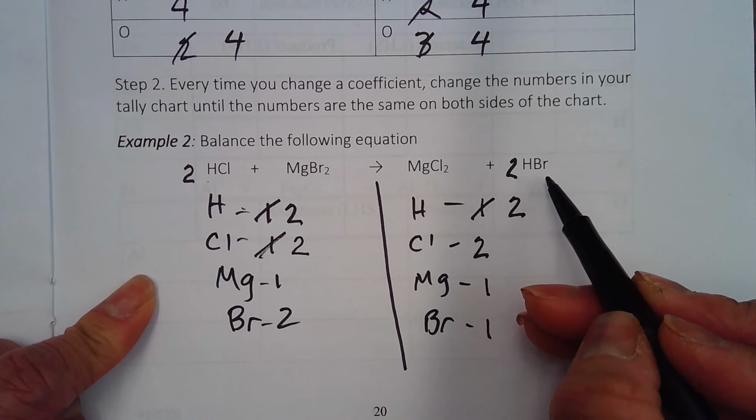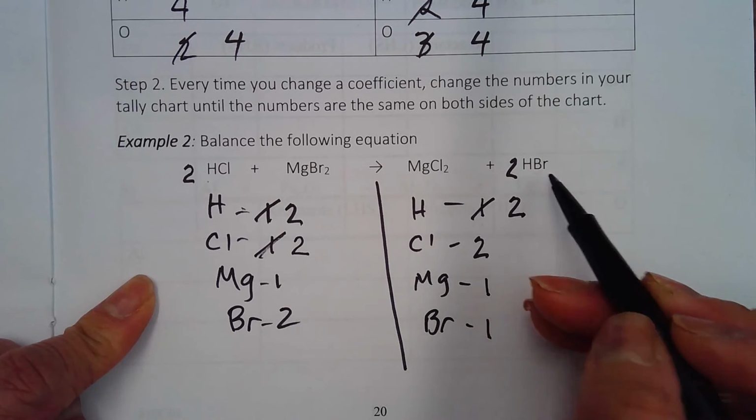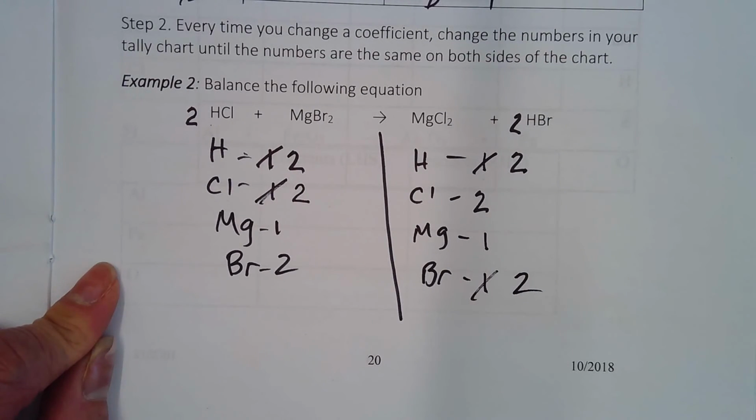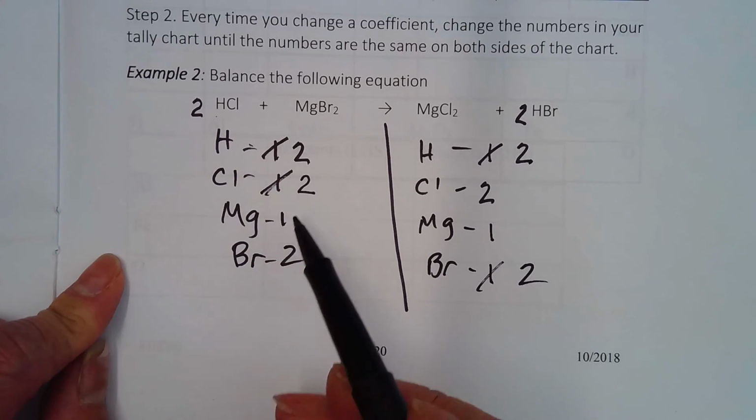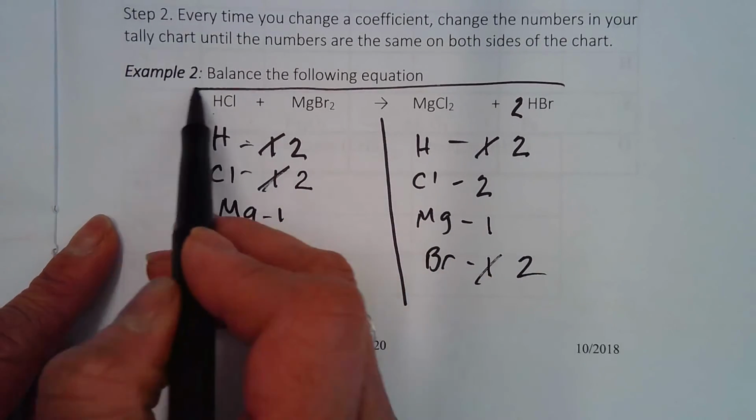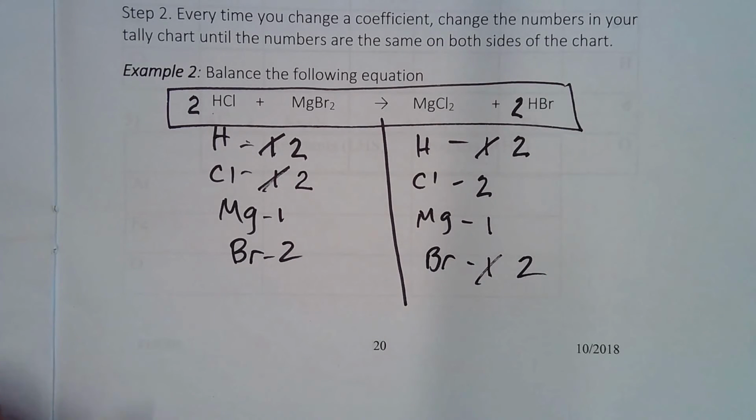Okay, so look at what happened to bromine when we changed hydrogen. It became 2. Okay, now, is that good? 2, 2, 1, 2. 2, 2, 1, 2, done. So this is the final.